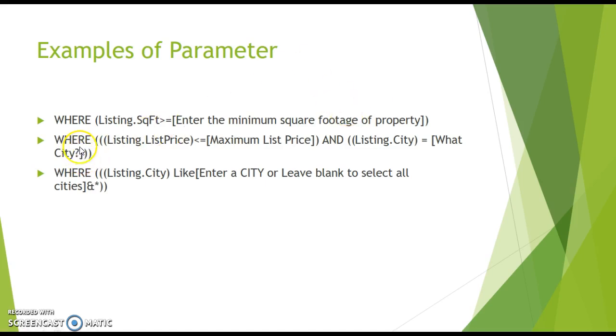In my second example, I'm going to take the list price from listing field. I'm going to see if it's greater than or equal to maximum list price, and the listing city is equal to what city. So this is going to give you two parameters. You're going to have to enter the maximum list price, and then you're also going to have to enter the city. And then in the third example is where you can use the like and the ampersand.